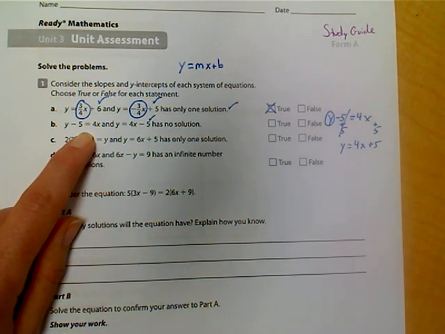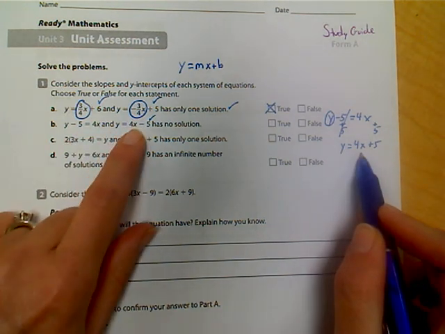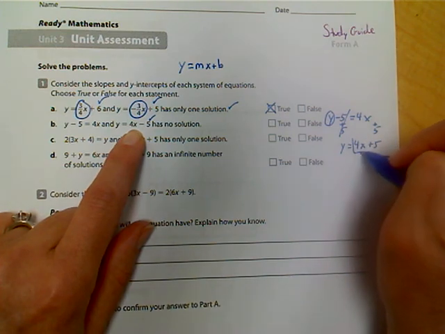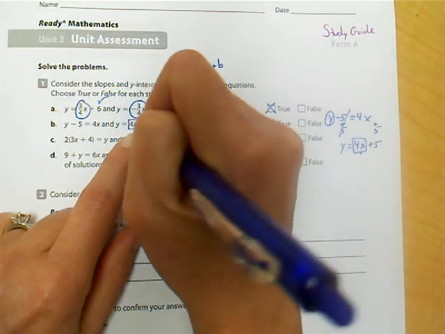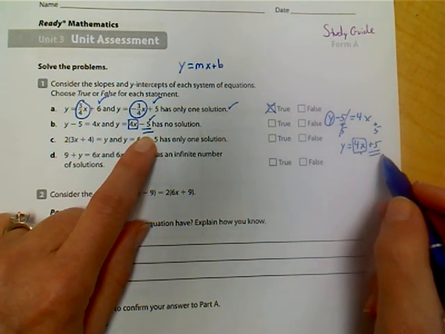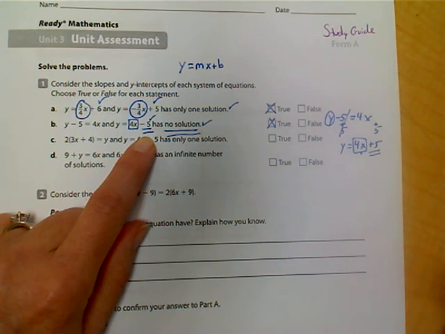These are opposites, these cancel out. So I've got y equals 4x minus 5. This one is y equals 4x minus 5. So I've got the same slope, but a different y-intercept. This is a negative 5 and that's a positive 5. So when they have different y-intercepts, then in fact it is no solution. So that's also a true statement.